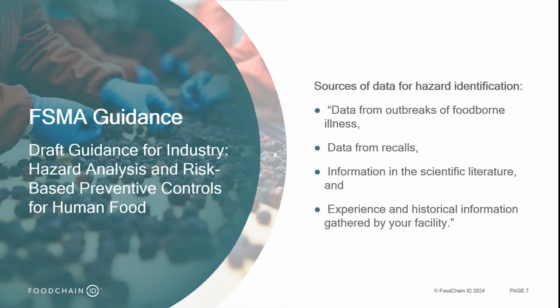So, to conduct a hazard identification, FDA recommends looking at a variety of data sources. These can include data from outbreaks of foodborne illnesses, recalls, information in the scientific literature, and also the experience and historical information gathered by your facility. This can be through your supplier relationships, your laboratory testing, and related types of information.